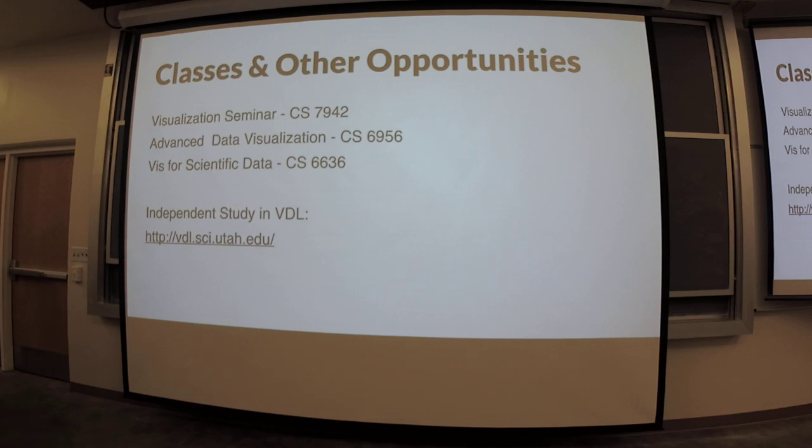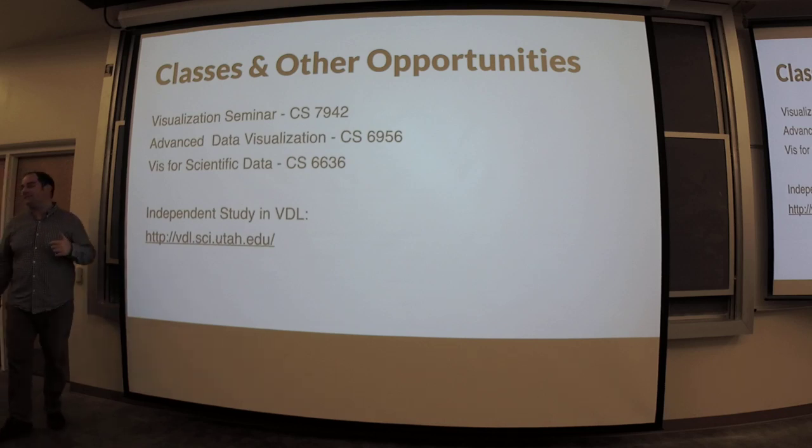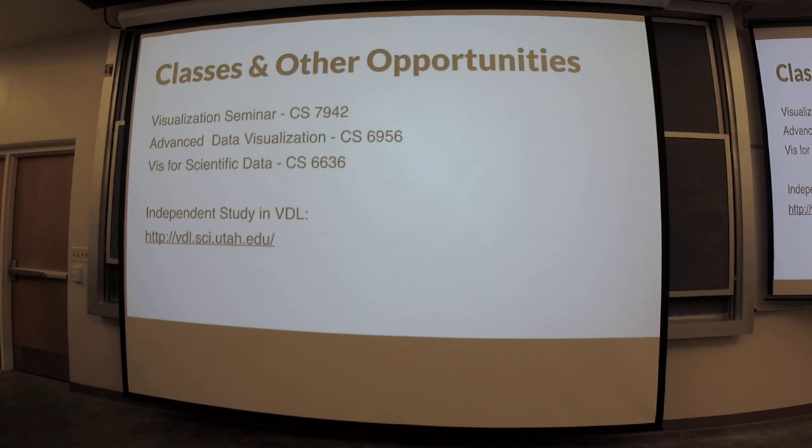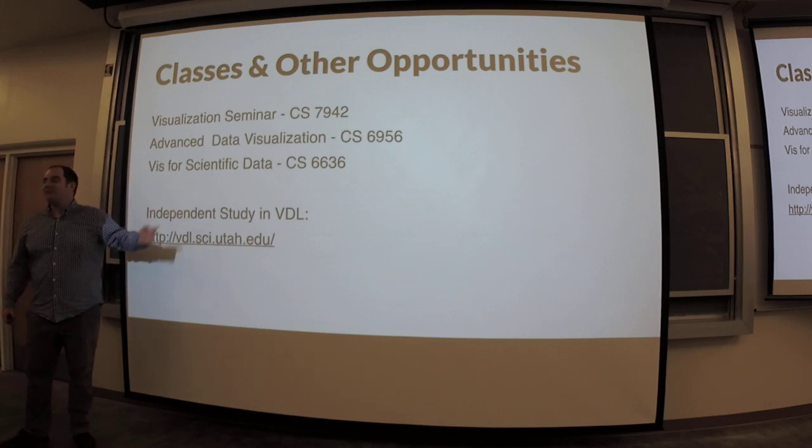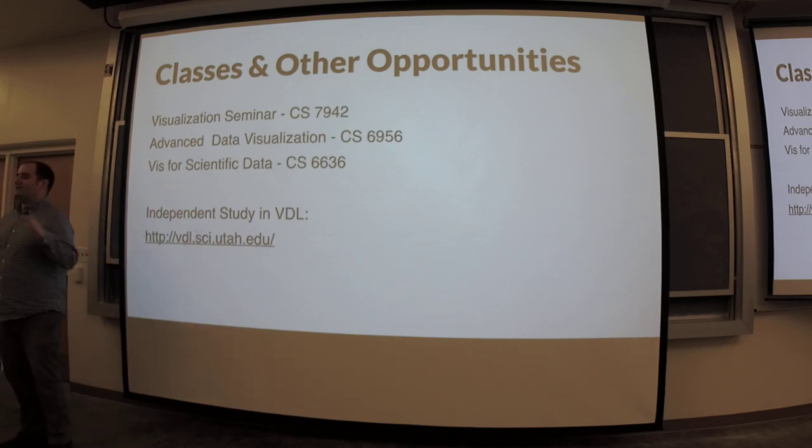Then there's an advanced data visualization course, which is taught by Bei Wang. It's 6956. She covers some topological methods and large networks, but she also moves stuff around, so I'm not completely sure what she'll cover next time she does this. And then there's, of course, a course like this, Vis for scientific data. This is at the same level. You don't have to take one to take the other.